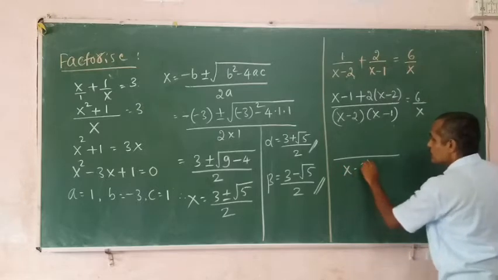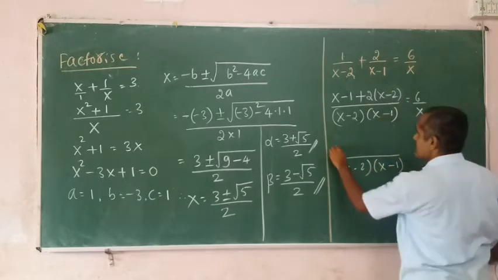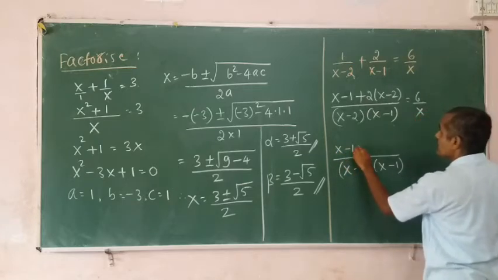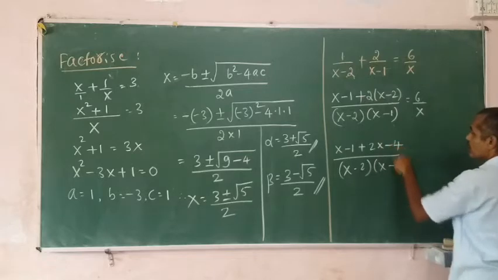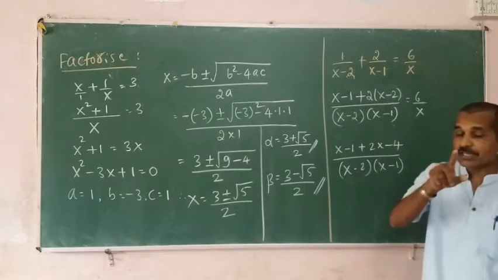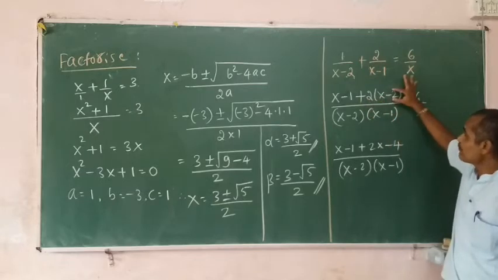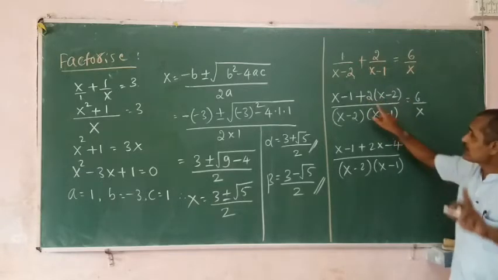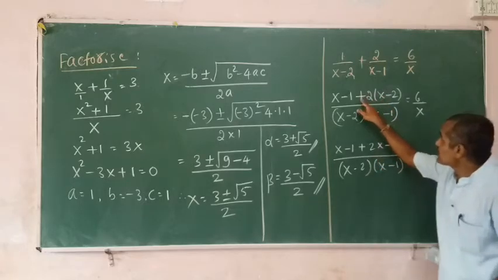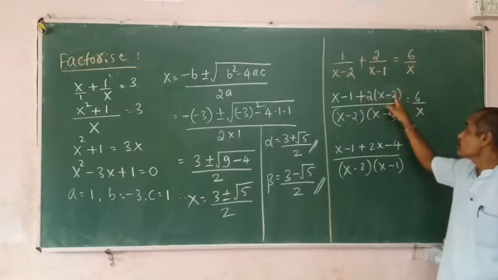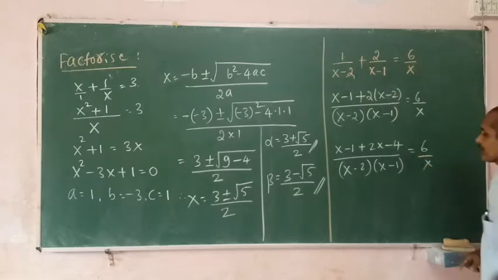x minus 2 into x minus 1. You can simplify this: x minus 1 plus 2x minus 4. Some of the students are making a mistake. What are they doing? With 2 they are multiplying x, 2x, and they keep minus 2 as it is. No, this is monomial into binomial. 2 into x, 2x, plus 2 into minus 2, that is minus 4, is equal to 6 by x.